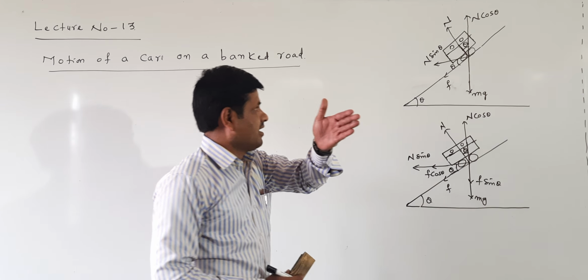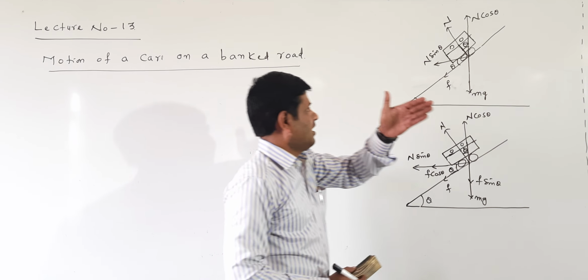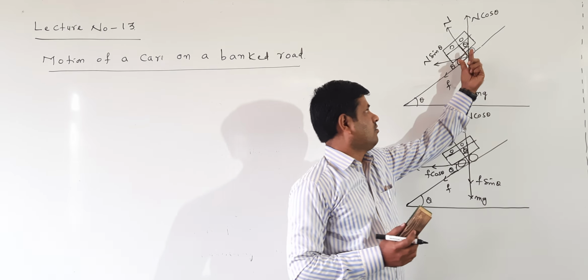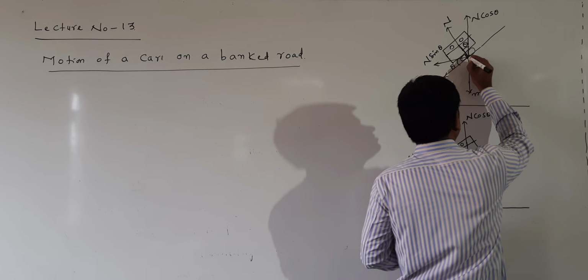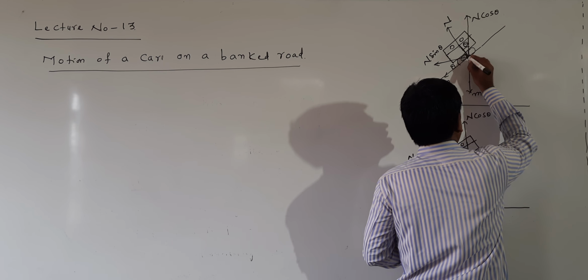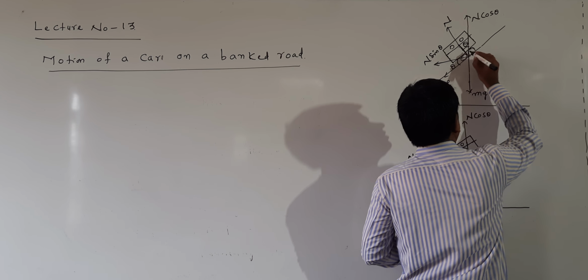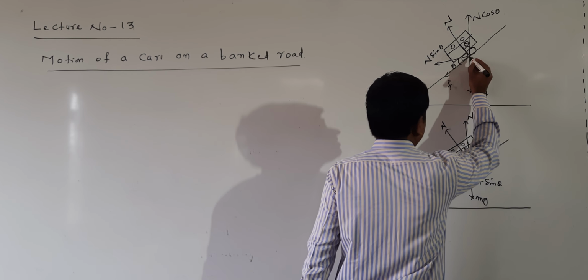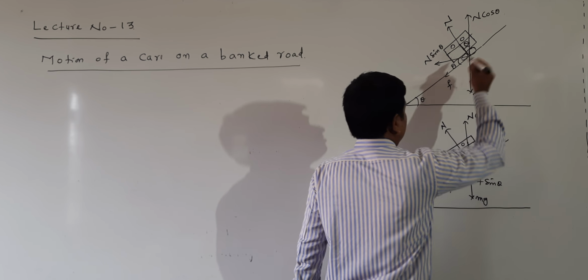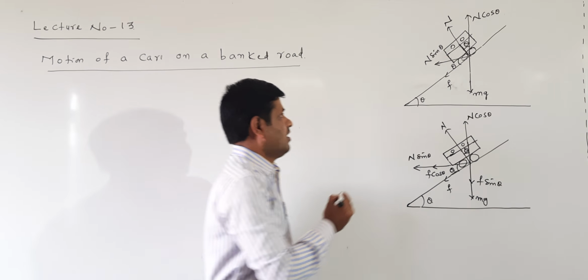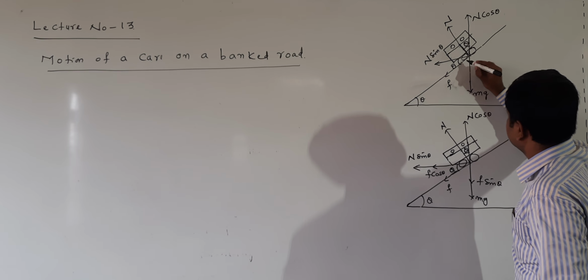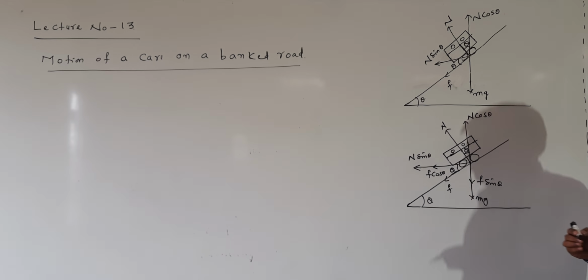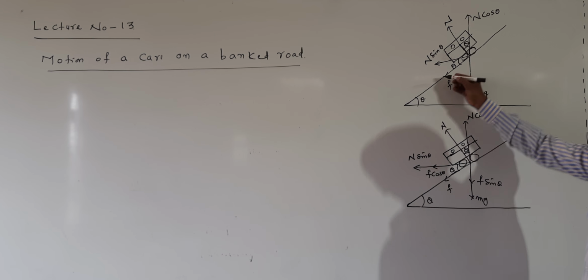The car is coming like this. When the car is coming like this, the friction force is acting between the road and the tires of the car. Assume that this is the car, and these are the tires of the car. In between the tires of the car and the circular road, which force is acting in this direction? Frictional force is acting in this direction.